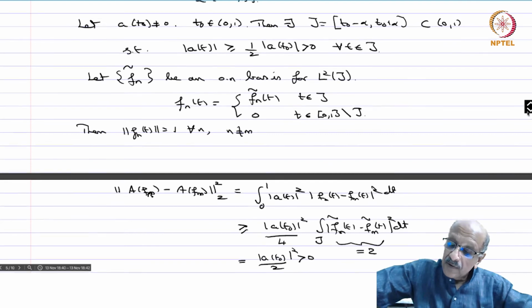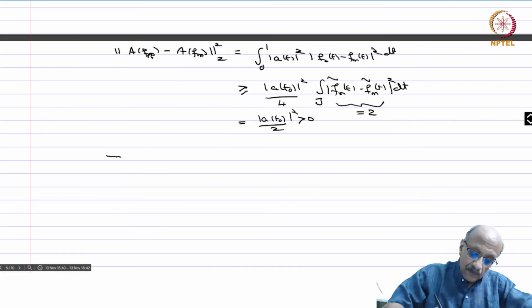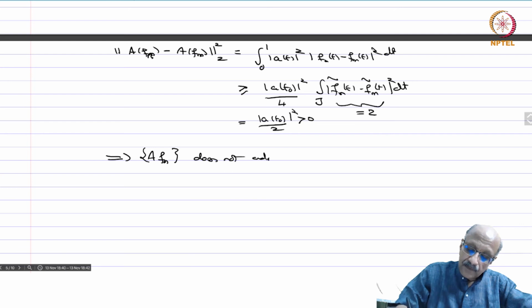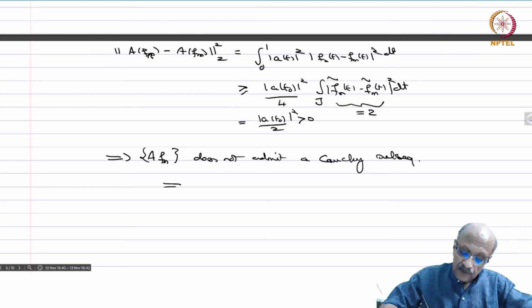So this means that A of Fn does not admit a Cauchy subsequence, and therefore this implies A is not compact.